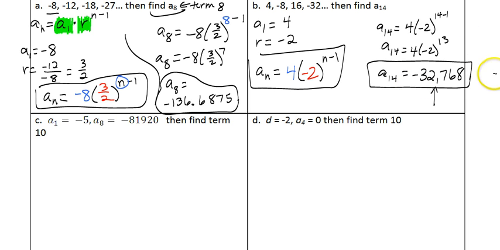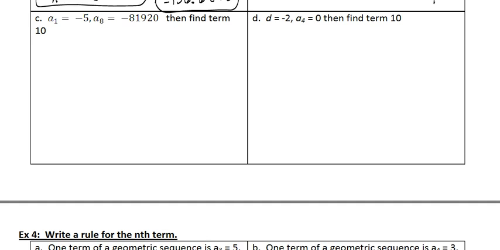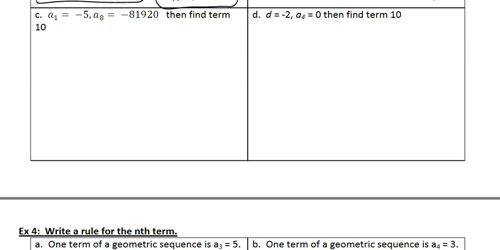All right. Now I want to show you what to do if you do not know what R is. So go ahead and listen in for part C here. Now I'm just given 2 terms. And remember, in order to write my rule for the nth term, aka write my formula, I need to know term 1 and I need to know R. I already know term 1. I am going to use this formula I told you about earlier in order to find R.